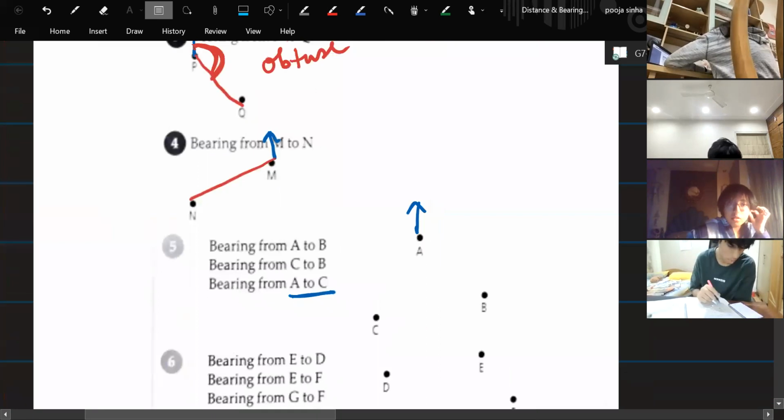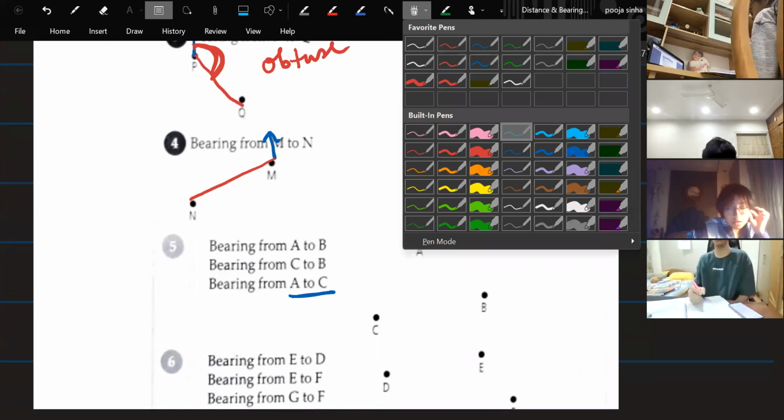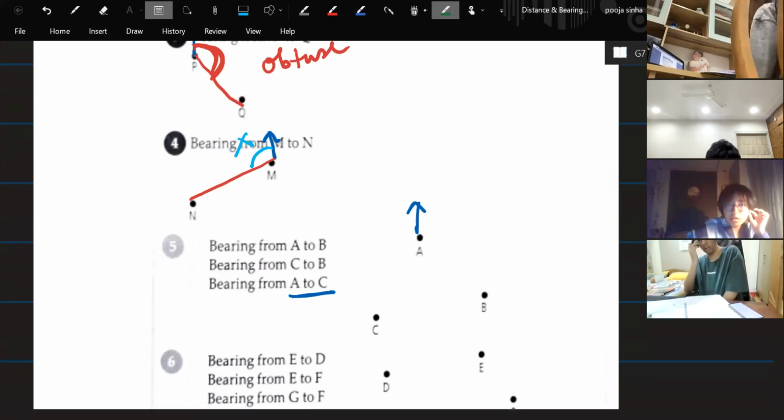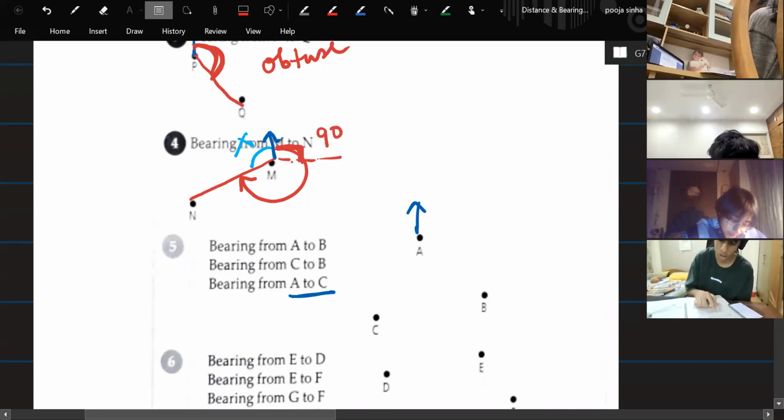So I'm coming back to the question. A lot of children will make a mistake here. They will start measuring this, but this is wrong. Which one are you supposed to measure? Clockwise. So this one. You have to measure this angle. Now how will you measure this? First you measure from here to here, so this will be 90 degrees. So you measure only this and add 90 to it.